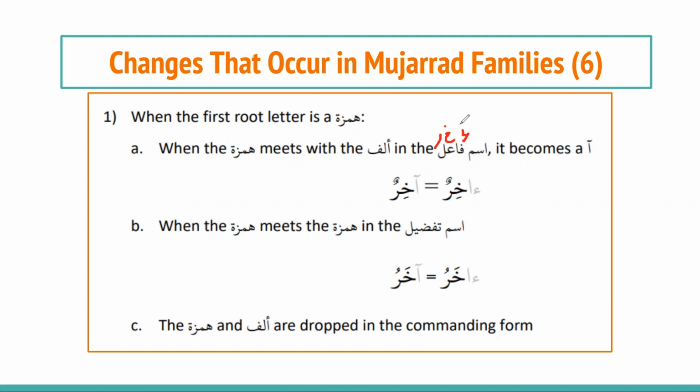Over here, Hamza, then Alif from the pattern, then the Ain letter, which is kha, and the Lam letter, which is ra. Because we have Hamza and Alif together, we have two A sounds, so we put a mad, which is a long A sound, right? So akhirun. Hamza and Alif together make akhirun. This thing you saw last time.